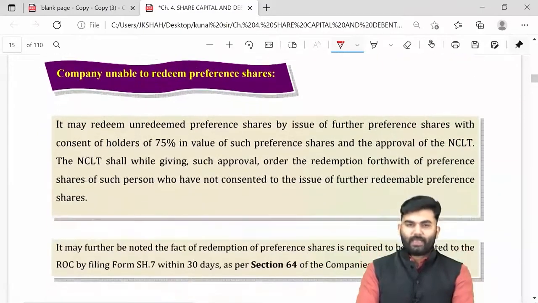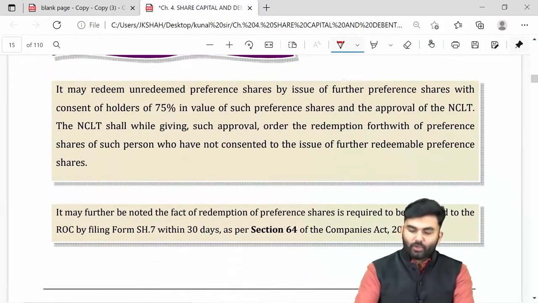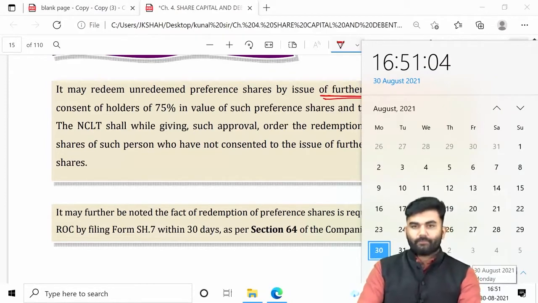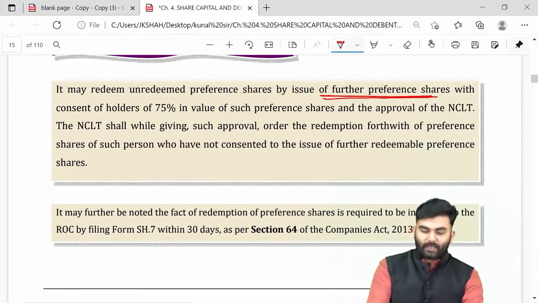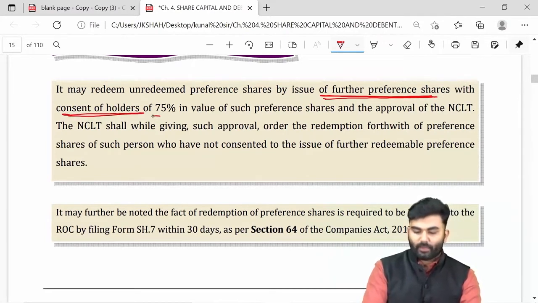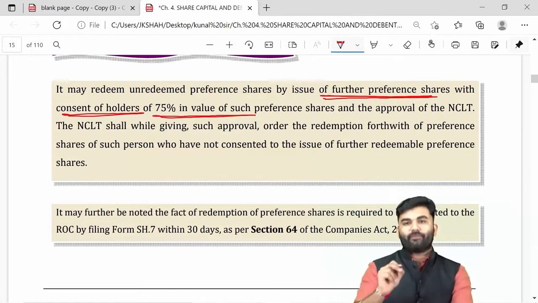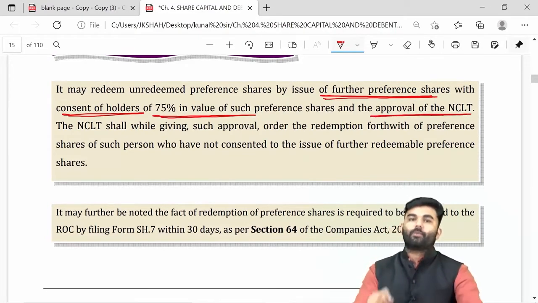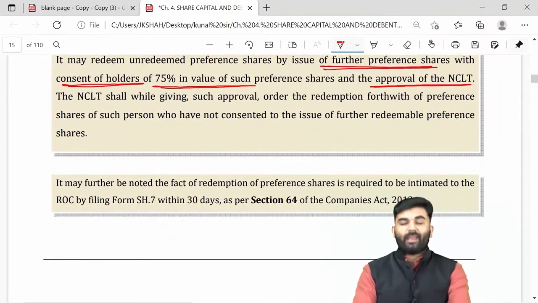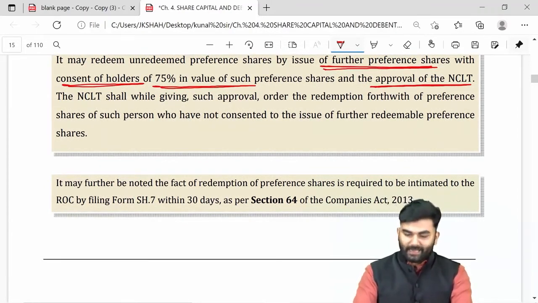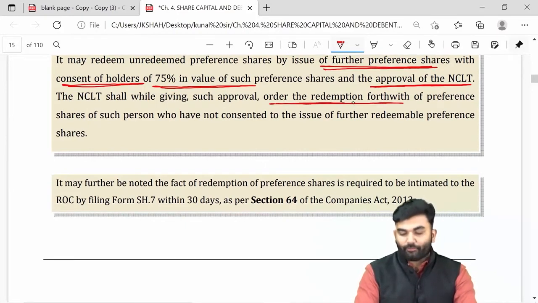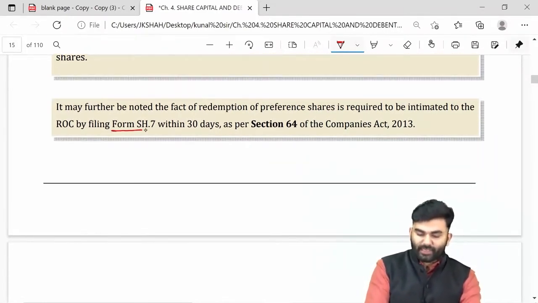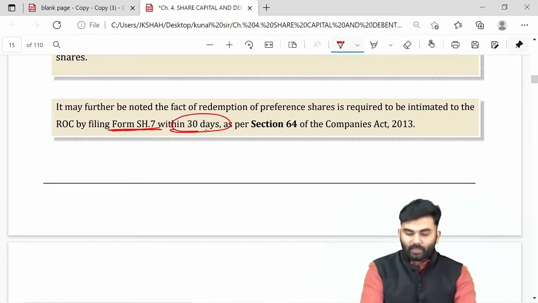The lawmaker says that if the company wants to redeem preference shares through a further issue of preference shares, then the company needs to first take the consent of preference shareholders, that is, 75% in value of the preference shareholders should give their consent, along with the approval of NCLT. However, if any preference shareholder is not ready to give consent, then such preference shareholders can be redeemed forthwith, that is, on an immediate basis. The company needs to file the details with the ROC under Form SH-7 within 30 days.